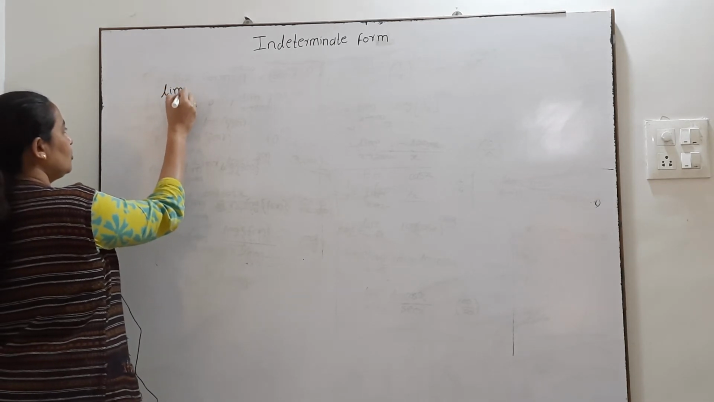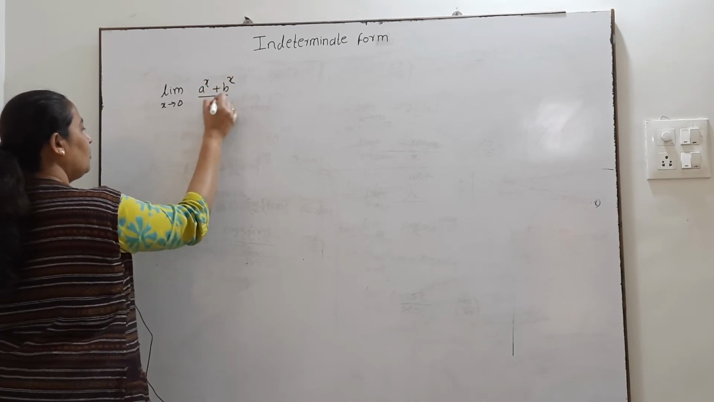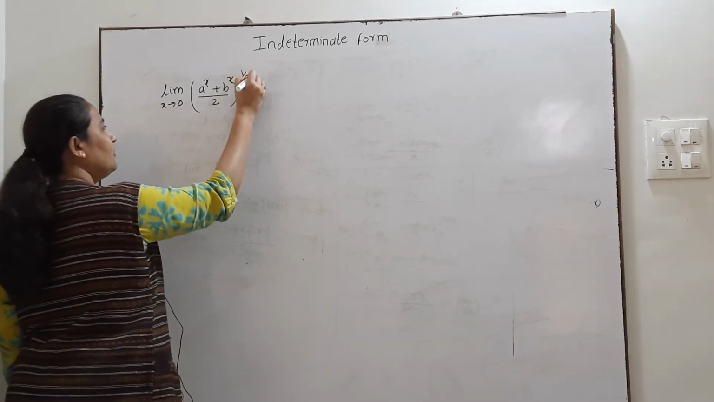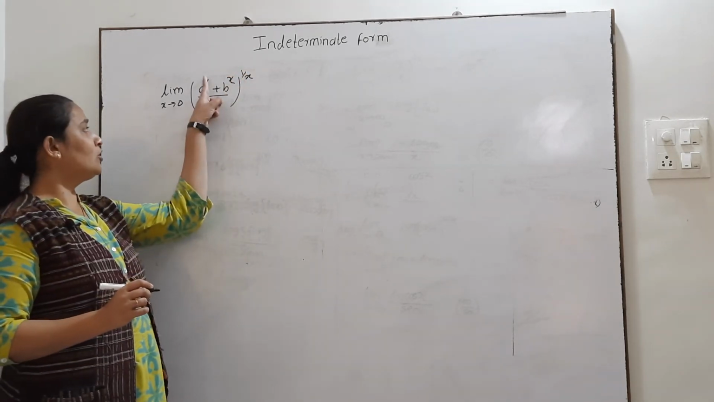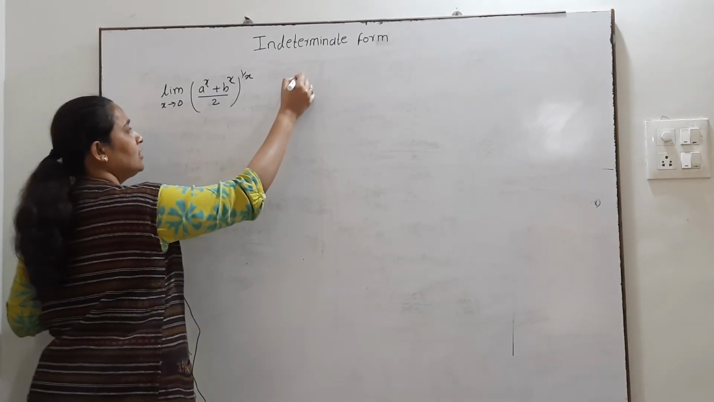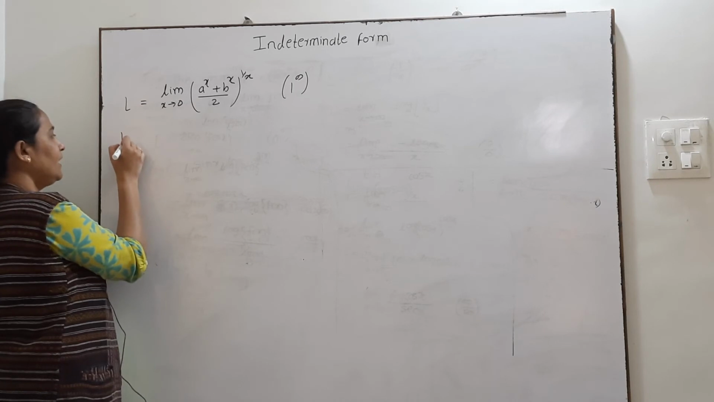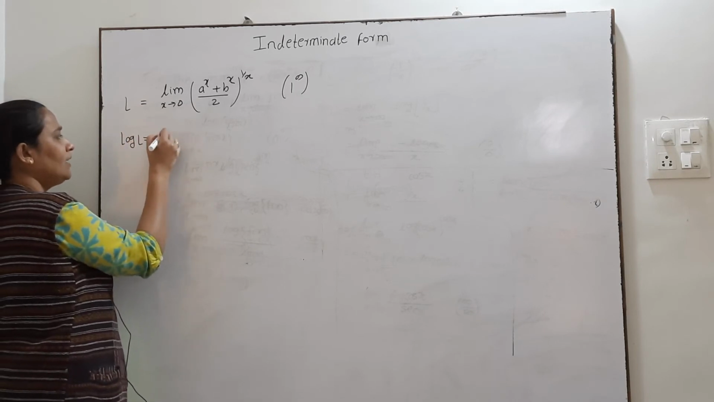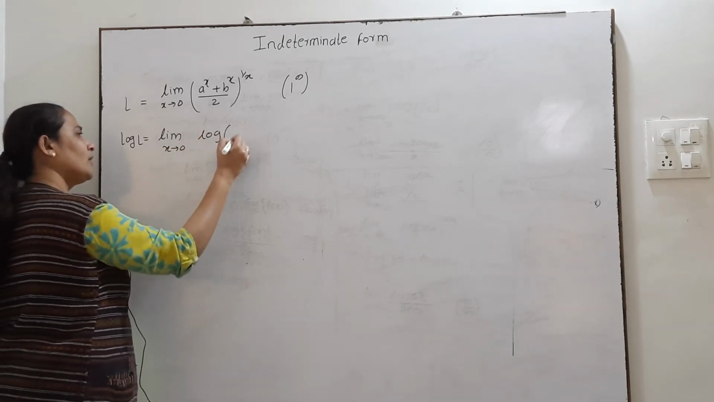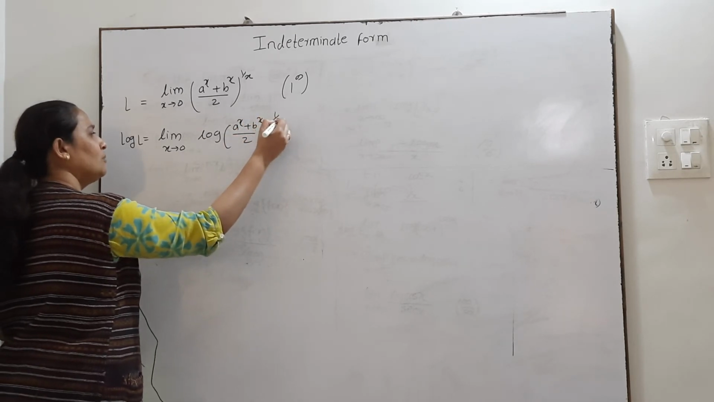Limit x tends to 0 of a raised to x plus b raised to x upon 2, whole raised to 1 upon x. Now if I apply limit as x tends to 0, a raised to 0 is 1, b raised to 0 is 1, 1 plus 1 is 2, and 2 will get cancelled. So this is in the form of 1 raised to infinity. Assume its limit as L. Take log on both sides. You will get log L equal to limit x tends to 0 of log of a raised to x plus b raised to x upon 2, whole raised to 1 by x.